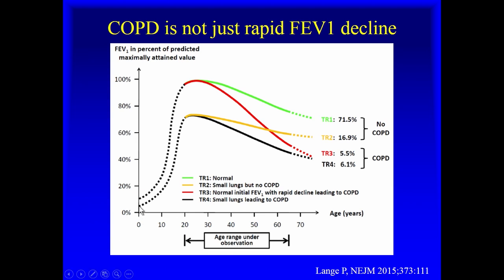Alternatively, we know that patients can have reduced lung function growth, so reduced maximally attained FEV1, shown in this other dotted line here. And that may be due to abnormalities in childhood lung development, early life infections, or asthma, leading to reduced lung growth, and then the normal rate of decline, shown in black, leads to COPD. There are some patients who do have small lungs but have a slower rate of decline, shown in the orange, which does not lead to COPD. So we know two pathways can lead to COPD: accelerated lung function decline or reduced lung function growth.